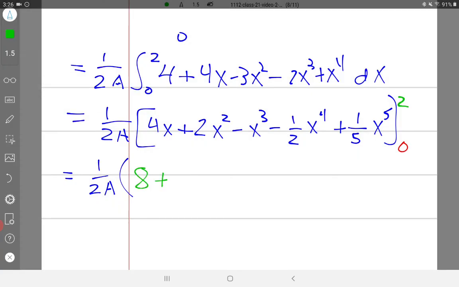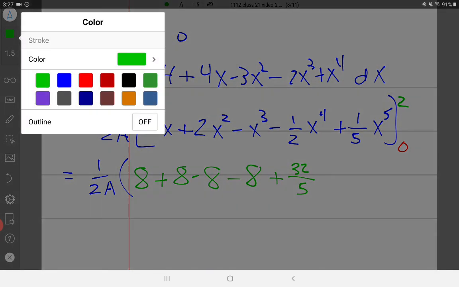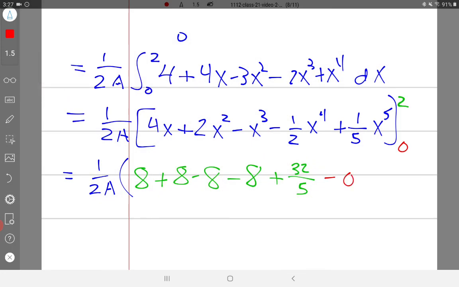So I'm just going to see what happens when I plug in the 2. 8. 2 squared is 4, doubled is 8. X cubed is 8. Wow, 8's out the wazoo. 16 is 2 to the 4th divided by 2. Oh my gosh, another 8. 2 to the 5th is 32, all over 5. And let's cancel to our heart's content here. 8 plus 8 minus 8 minus another 8.